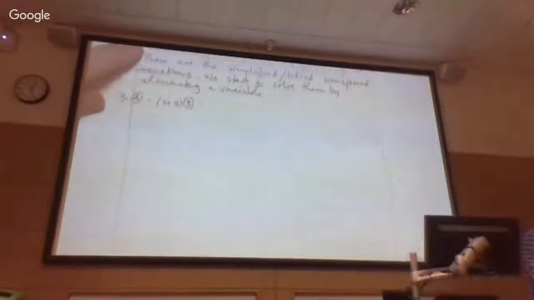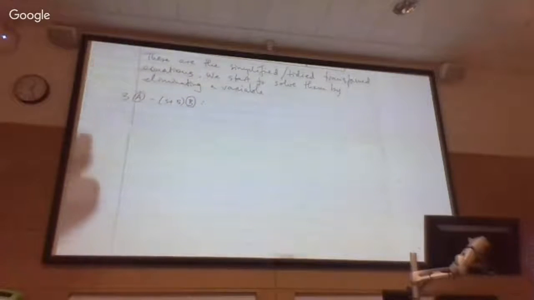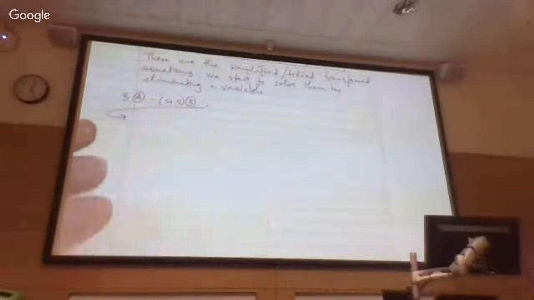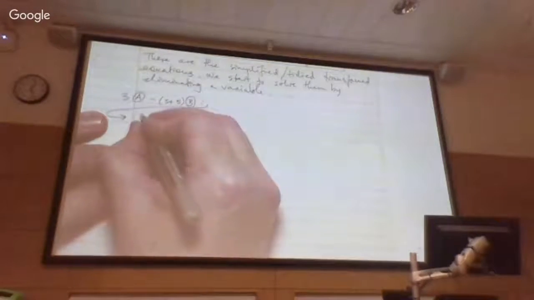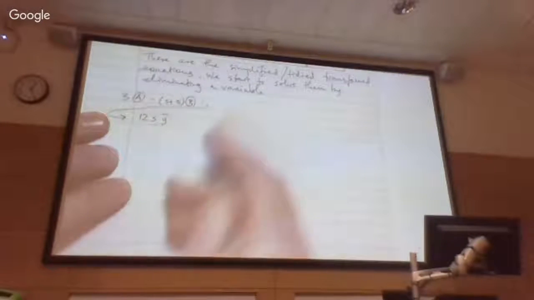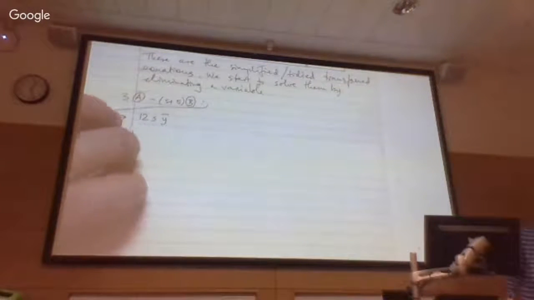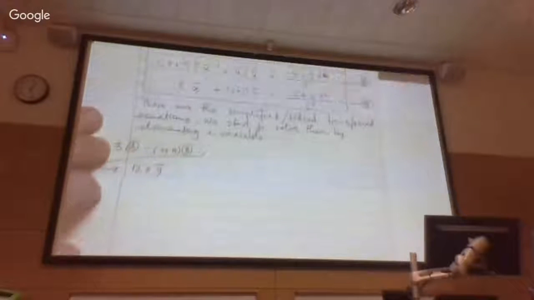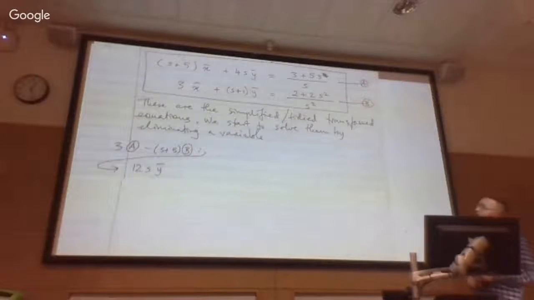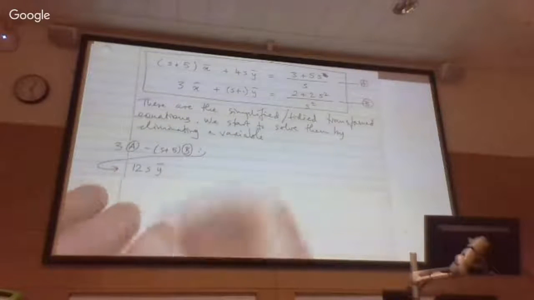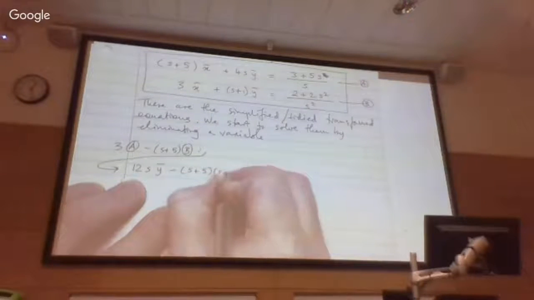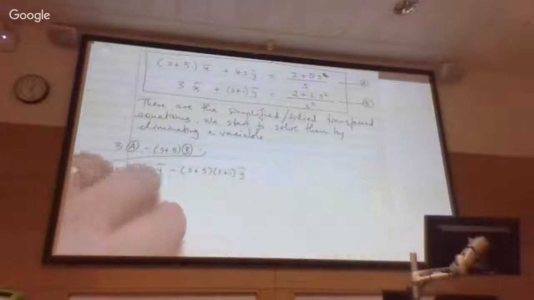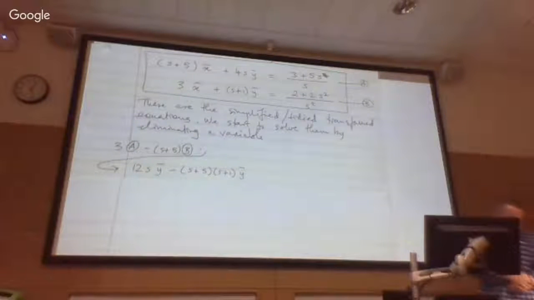Okay, so this is where the algebra can get a little bit involved. Just to give myself room, I'll come down here. So we've got 12s y bar. That's the y bar in 3a. The y bar in s plus 5b is s plus 5 times s plus 1 y bar. Minus s plus 5 times s plus 1 y bar. So that's the left-hand side.